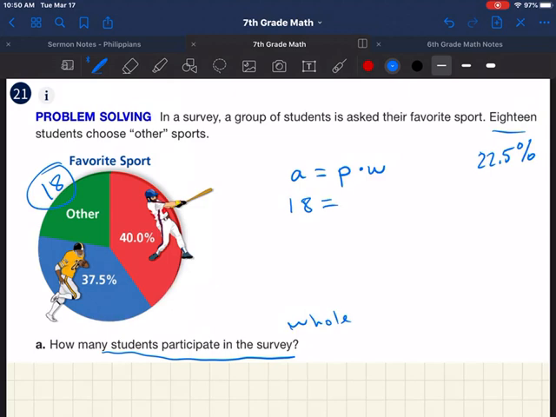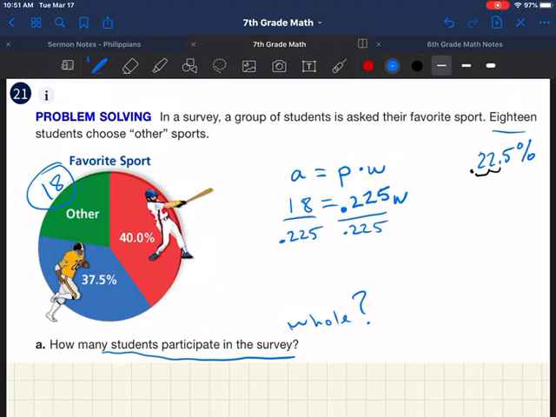22.5%. And remember, that's divided by 100, so we're going to move our little decimal 2 places to the left. So this is going to be 0.225 times W, also known as 0.225W. Alright, sorry that's a little sloppy. Alright, so now how do we solve for W, which is what we're trying to figure out? We just divide both sides by 0.225.